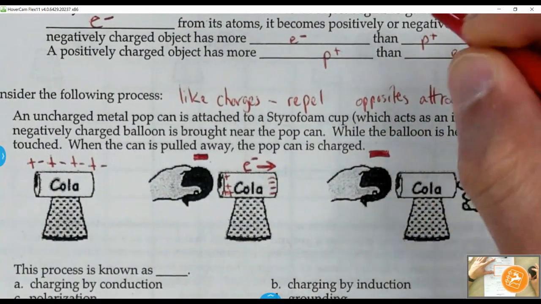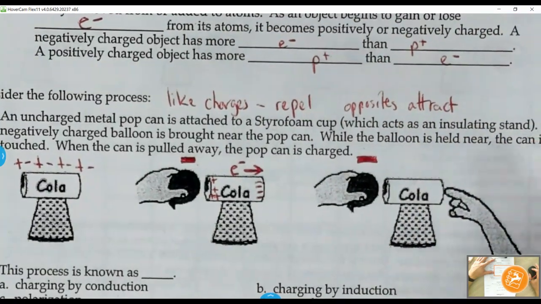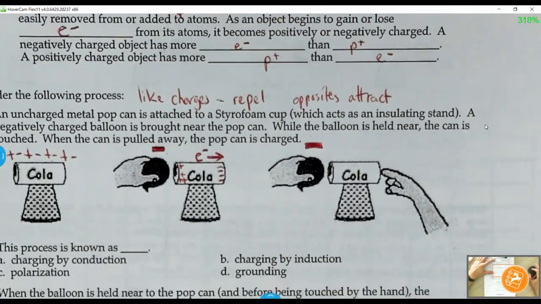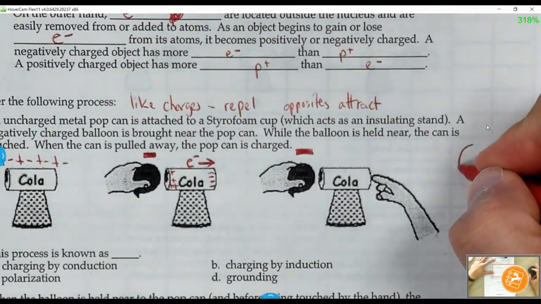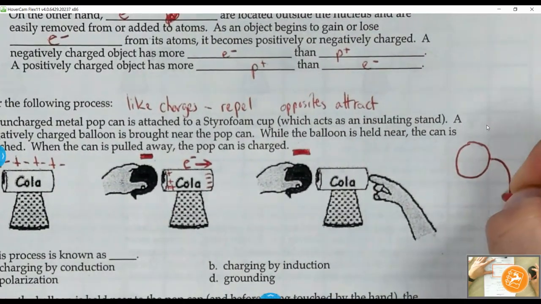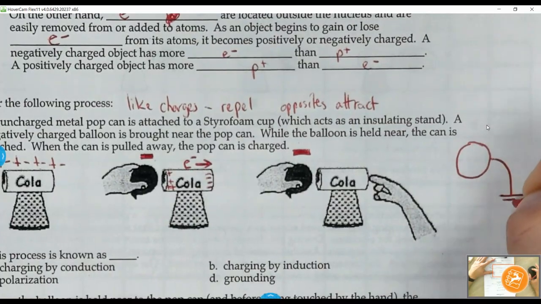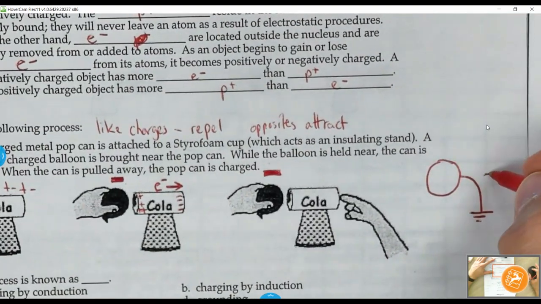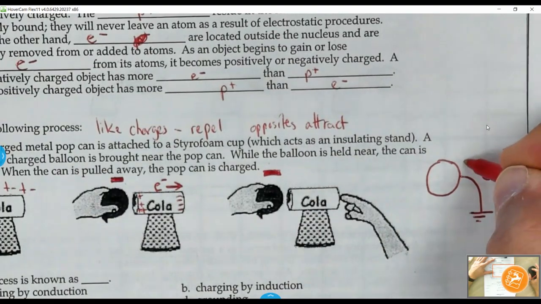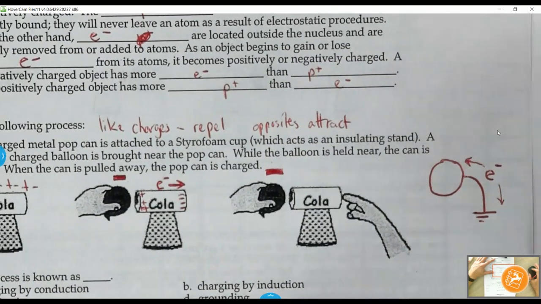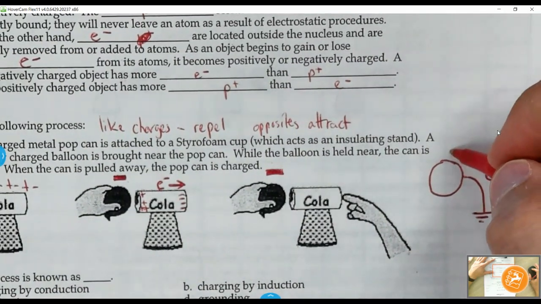So now, since this is negatively charged, and we've now added a hand here, this hand is going to act as a grounding wire. If you guys remember, usually we show that symbol as: here's a charged object, here's a little wire that goes to the ground. This grounding is basically a highway for electrons to either go into an object or away from an object to try and neutralize a charge on a specific side.